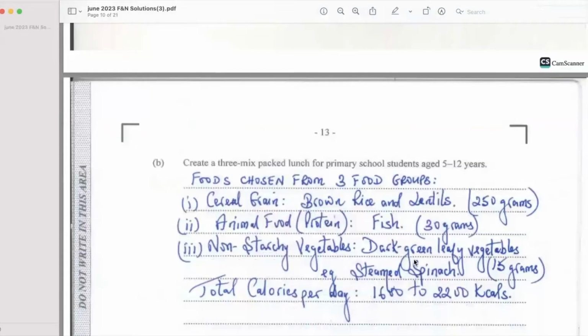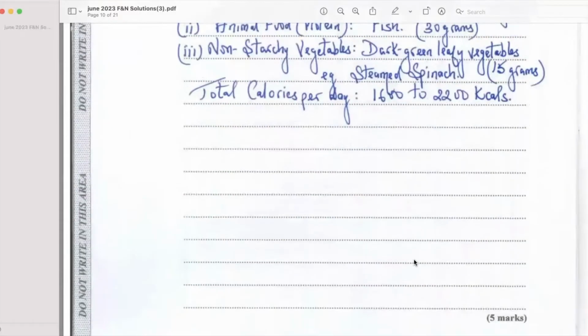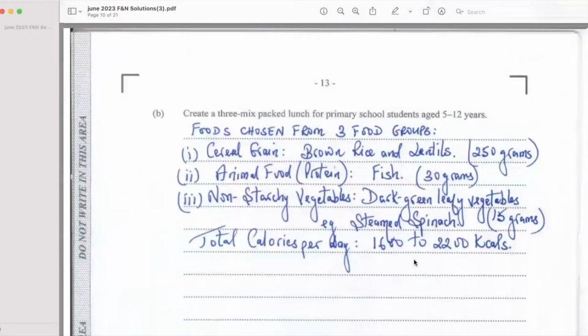Next, create a three mix packed lunch for primary school. All right, so a 3 mix will consist of a staple, a food from animal, and a vegetable. So if you list all of those, then you definitely can get food items. So how many marks is this? Let me see. 5 marks. It said create a 3 mix packed lunch for primary school for 3 year olds. The answer key actually does a daily calorie intake, which you don't have to do, but you just need to list.